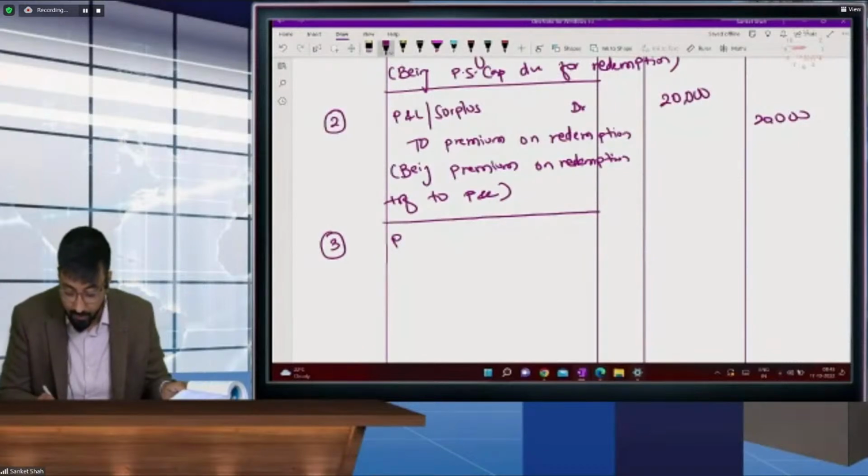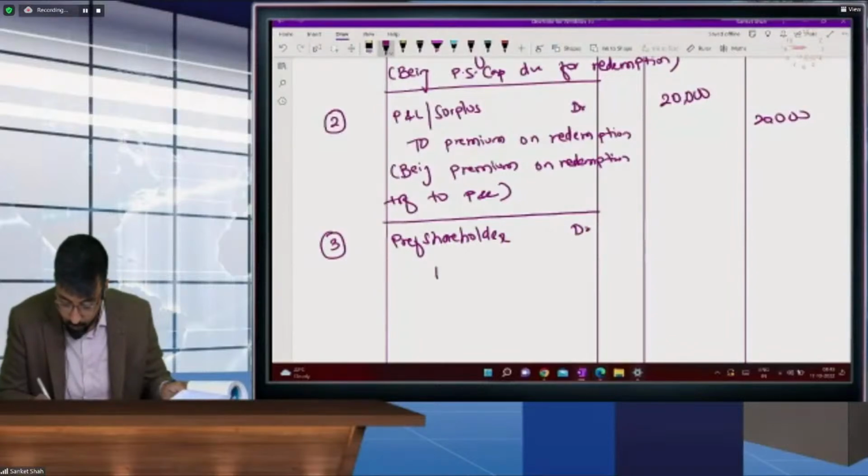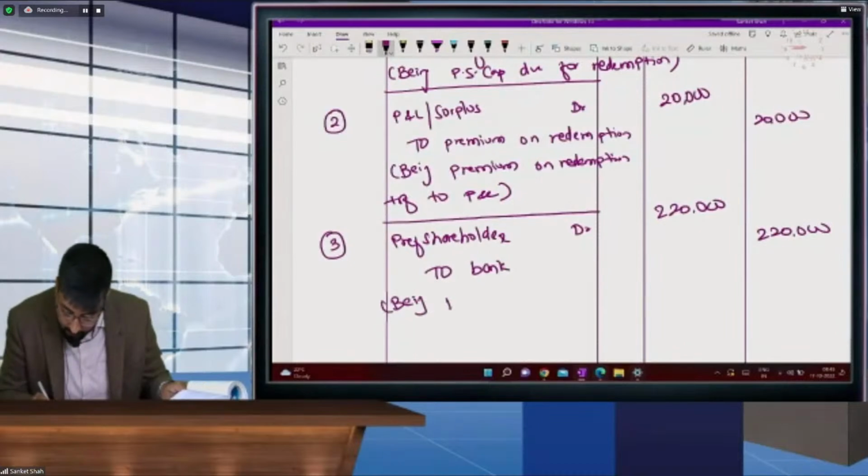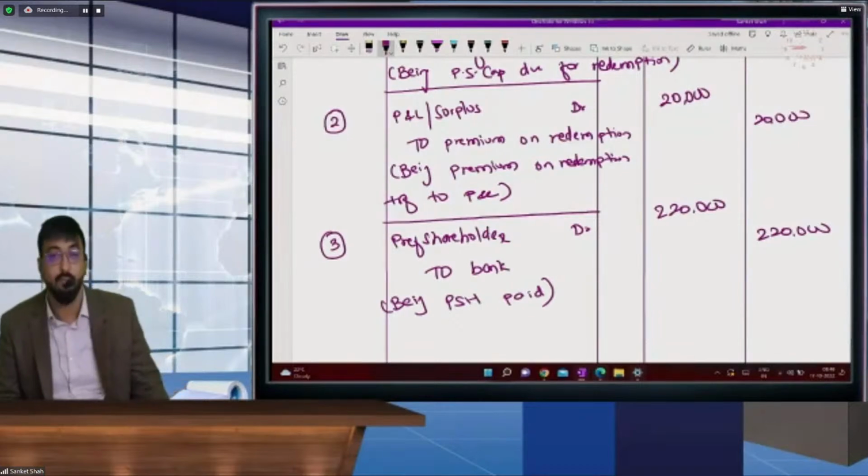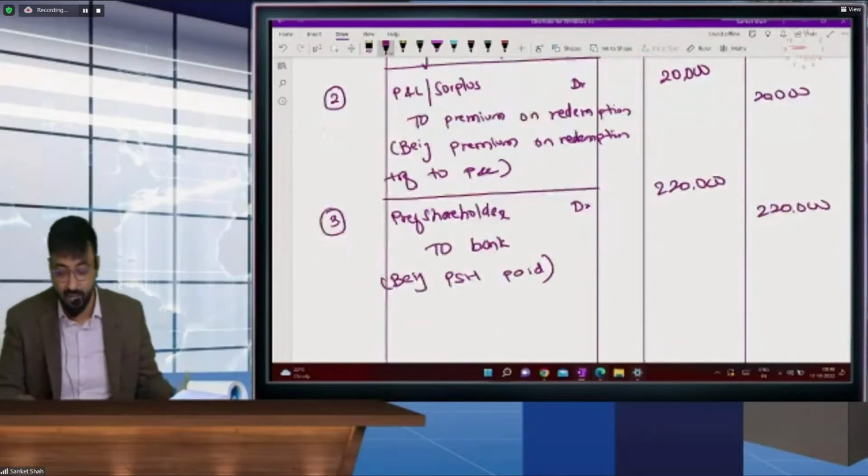और नहीं, पहले चलो कर दो. Preference shareholder account debit to bank 2,20,000 being preference shareholder paid.